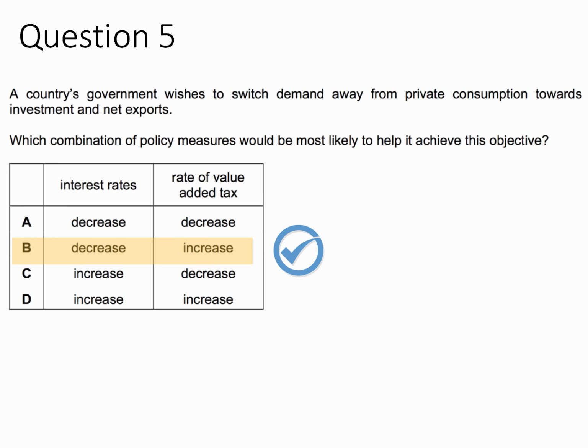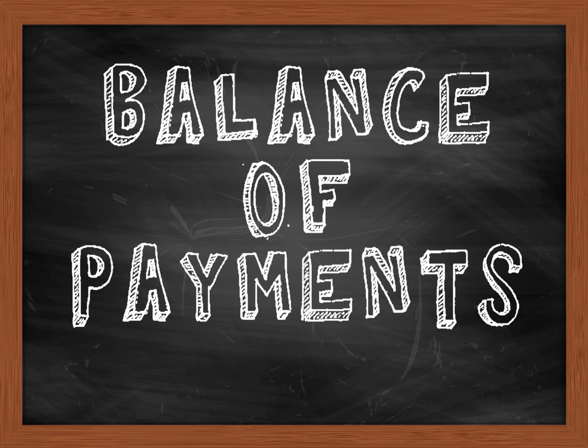So a lower interest rate should help to stimulate investment, cheaper for businesses to borrow to fund their capital spending. And of course, lower interest rates might lead to an outflow of hot money, which would cause the exchange rate to depreciate, and that would help, hopefully, the balance of payments. Increase in VAT would cut real incomes of consumers and therefore probably subdue consumer spending, helping the switch away from private consumption. So the best answer there is B.